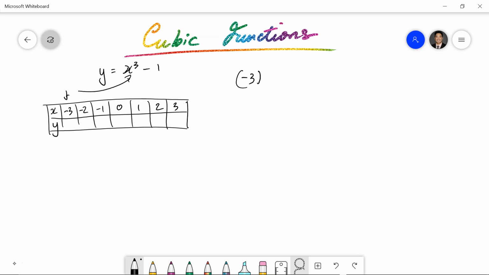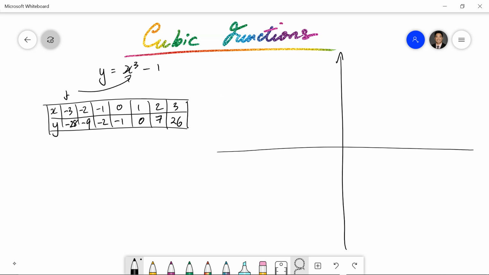So when we have -3 all cubed minus 1, we get -27 minus 1, which is -28. If we have -2 all cubed minus 1, then we'll have -8 minus 1, which is -9. And if we do -1 all cubed minus 1, we'll get -1 minus 1, -2. We continue that process, we'll have -1, 0, 7, and 26. Now that we've got our coordinates, we can plot this on the graph.